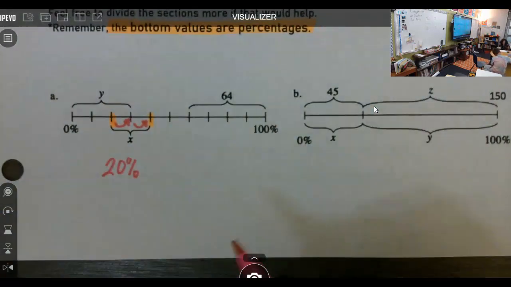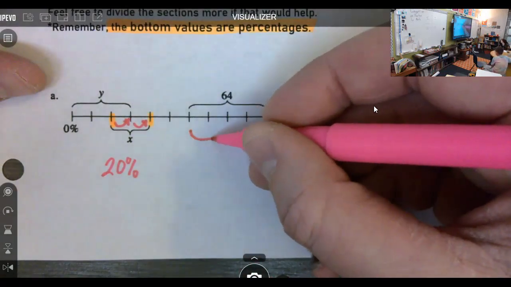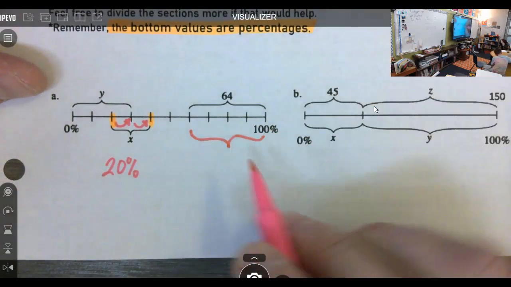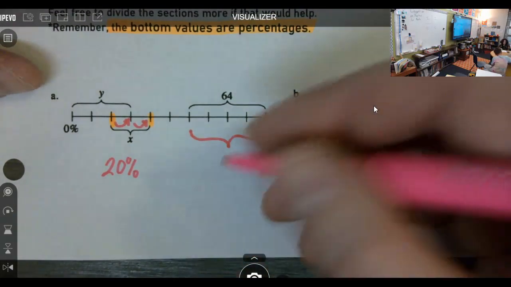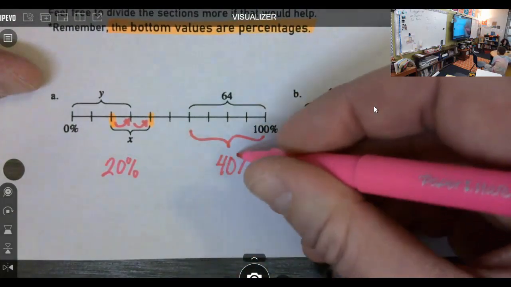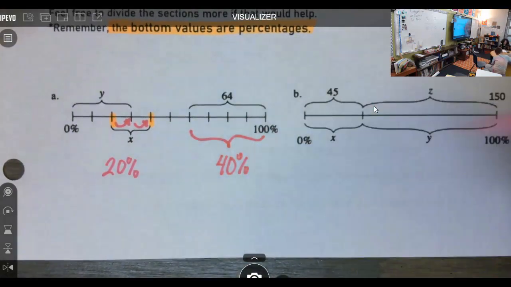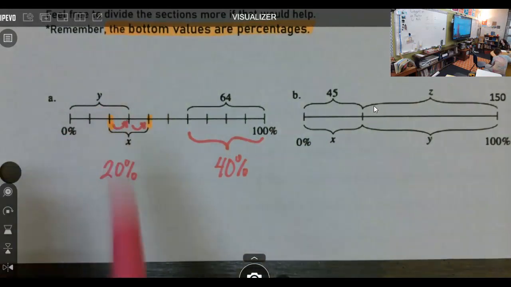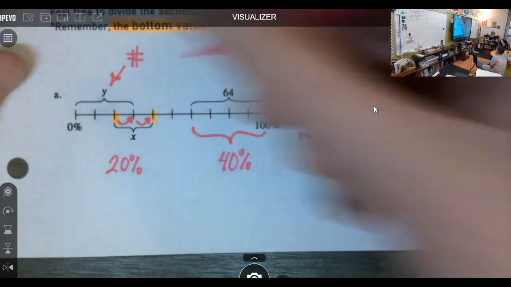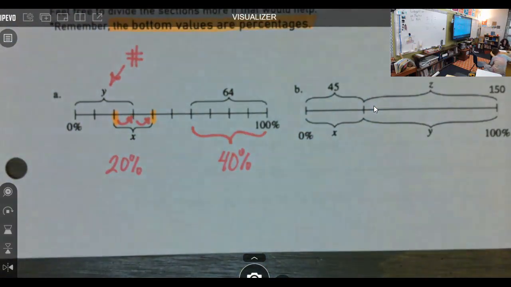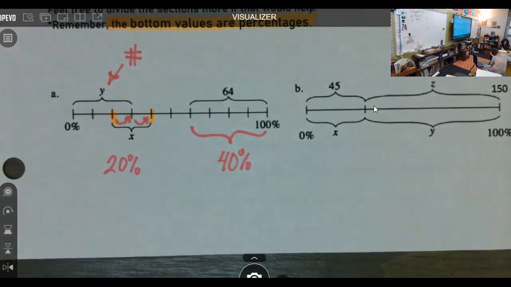Now, likewise, up here, if you wanted to do this, what percent is your 64? That is 40%. Once you know that, you can figure out your 10%, and that'll help you figure out what goes up here. Guys, you need to write the number. Please don't shout it out, but write the number, not the percentage. The numbers go on top, the percents go on bottom.